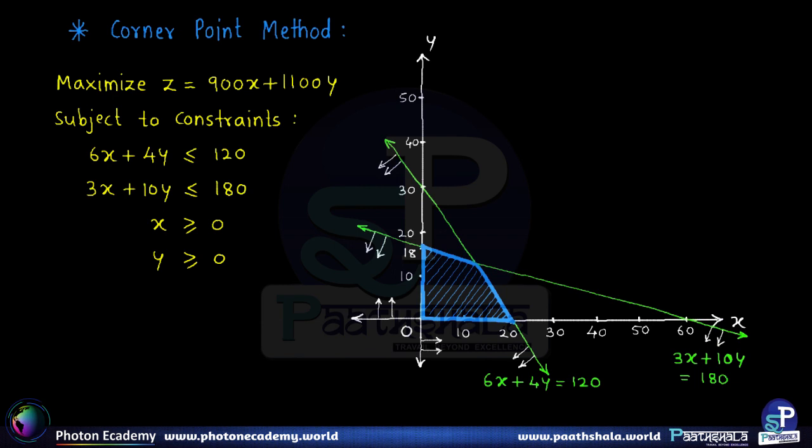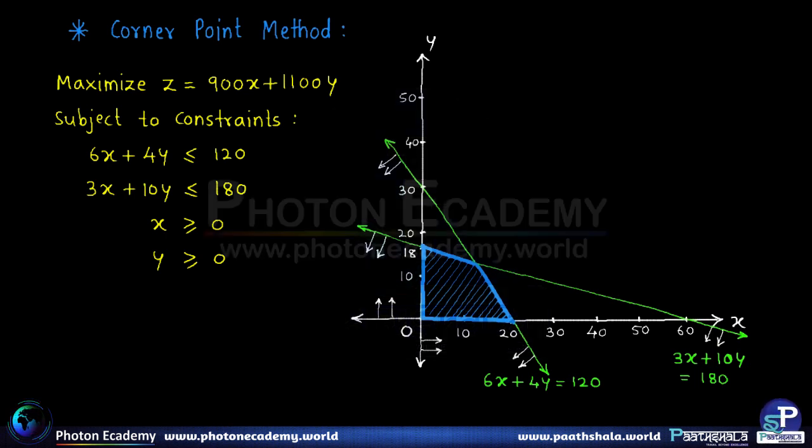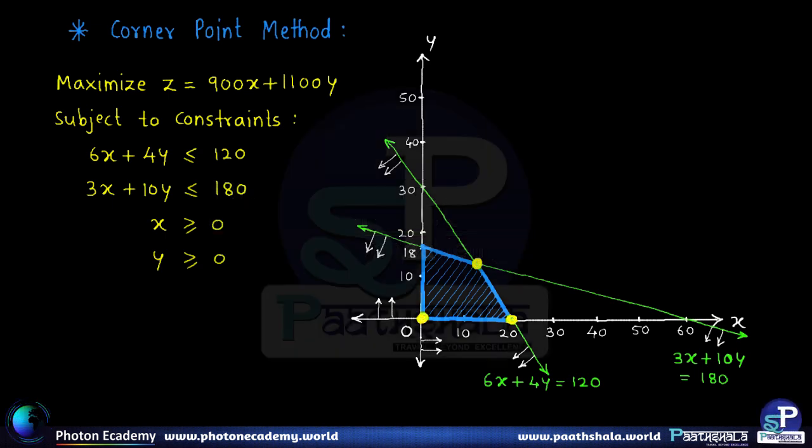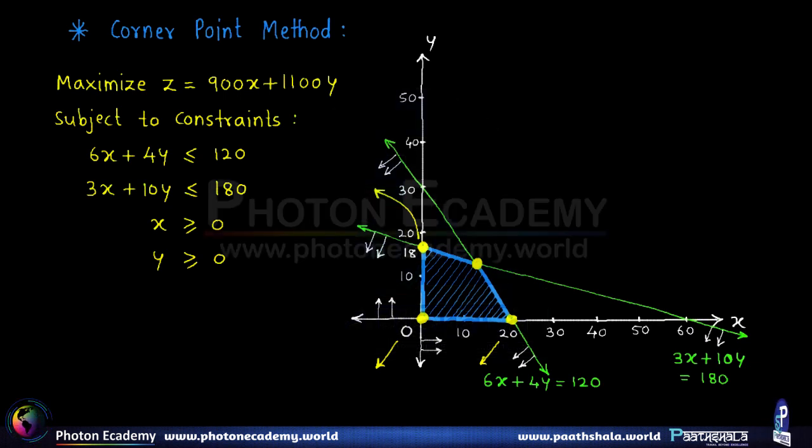Now the next step is, if you recollect the convex polygon theorem. As per that theorem, we are supposed to check the values of the objective function only at the corner points of the feasible region. So therefore here, as we can see, it's a convex polygon, and therefore we have to consider the 4 corners or 4 vertices of this particular feasible region, out of which one is the origin. We know it is 0, 0. The second point is 20, 0. Then this particular point is 0, 18. If you see, we had used it while plotting the second constraint.